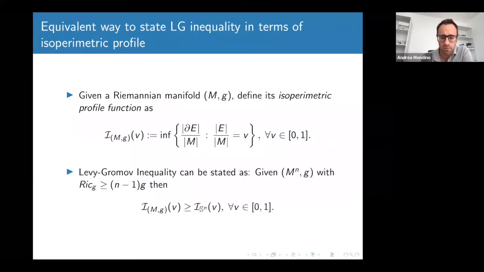Just with this notation, the Lévy-Gromov inequality can be stated in a much simpler form, just saying that, given any manifold M of dimension n and with Ricci bounded below by n minus 1, you can bound from below the isoperimetric profile function of the manifold M with the isoperimetric profile of the sphere S^n, for every volume between 0 and 1. This is exactly the same statement, just compactified using the isoperimetric profile function.